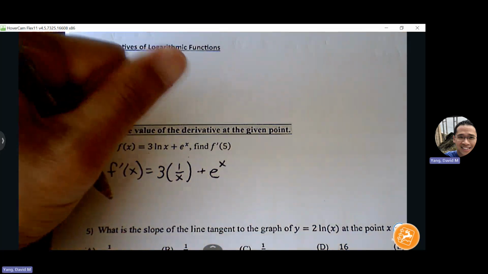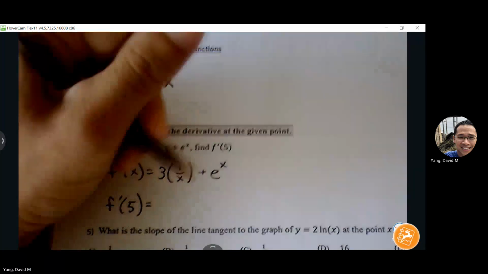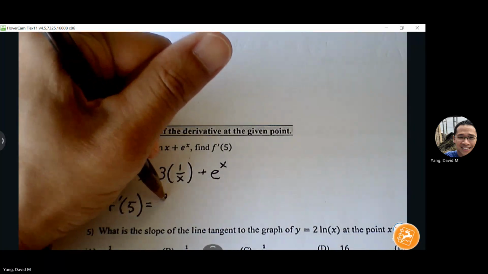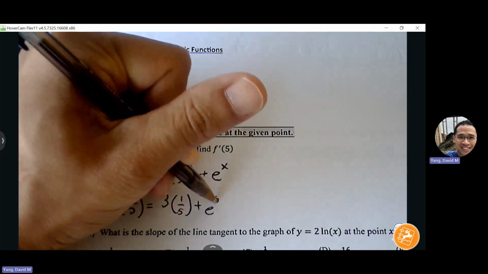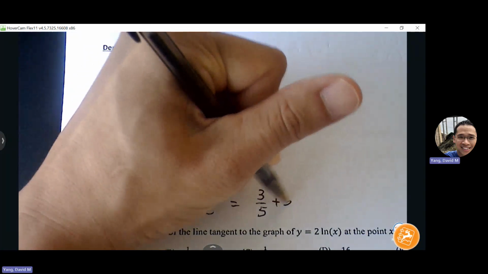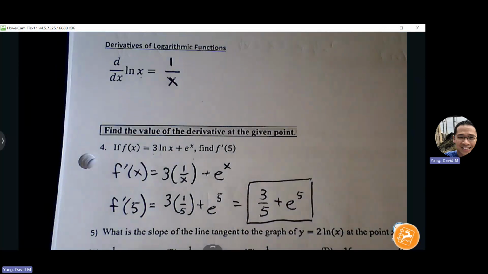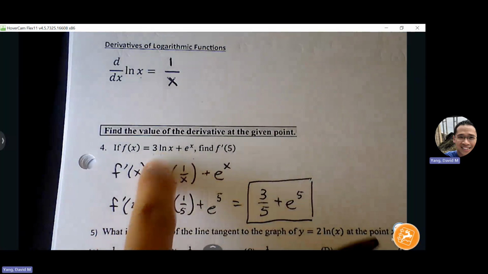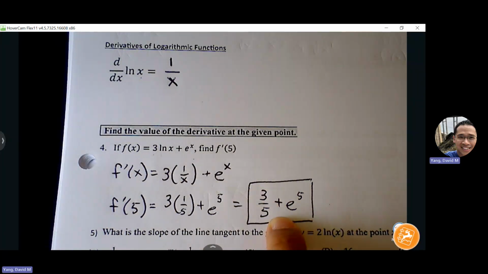So now we can find f prime of 5. So 3 times 1/5 plus e to the 5th. So 3/5 plus e to the 5th. If I want to find out what is the slope of this graph at 5, whatever this number is, that's describing the steepness of this original graph.